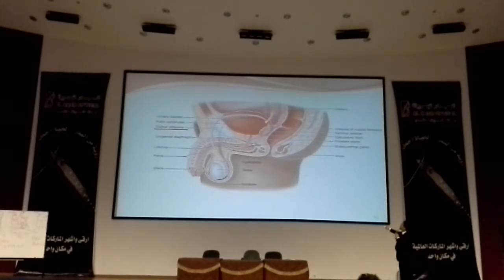It crosses at the medial side of the ureter. Now, after it crosses, it will form an ampulla. You see, the ampulla of the ductus deferens. Do you see it at the end? What is this? The ampulla of the vas deferens. The ampulla of the ductus deferens.